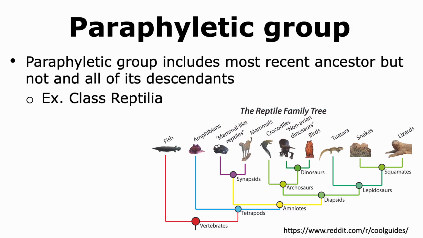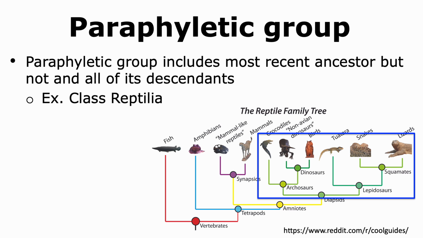Not all taxa are monophyletic in nature. There are instances where we have a group that includes the most recent ancestor but not all of its descendants, and such groups are called paraphyletic groups. Let us take the example of the class Reptilia. When we look at the phylogenetic tree, we are able to see a common ancestor in a box, and we're able to see all the descendants.